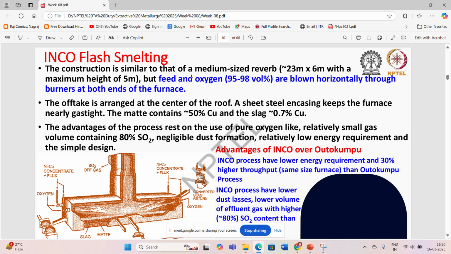The offtake is arranged at the center of the roof. In the Outokumpu smelting process, the offtake was at the end point of the furnace. In the Inco flash smelting process, the offtake is at the middle of the furnace, aligned at the center of the roof. A sheet steel encasing keeps the furnace nearly gas tight.